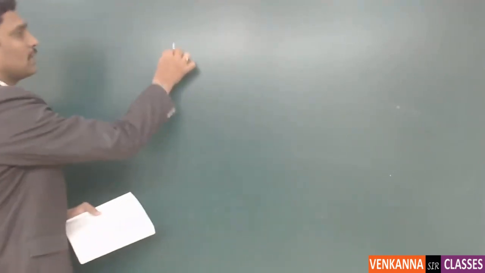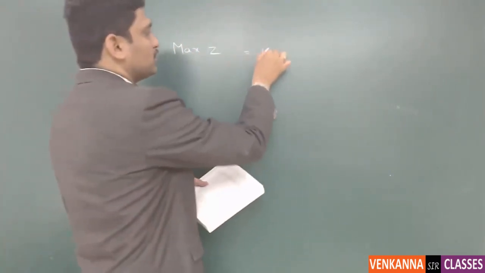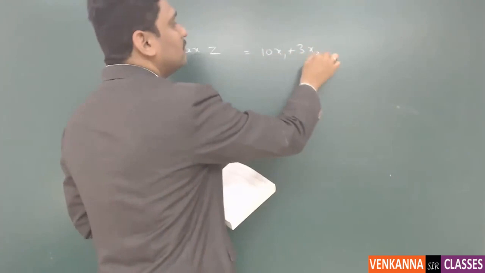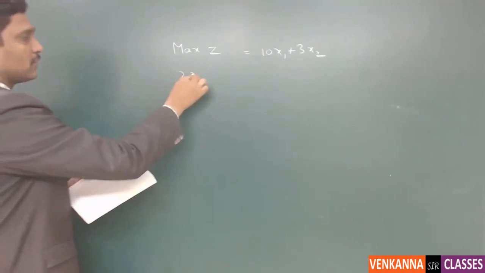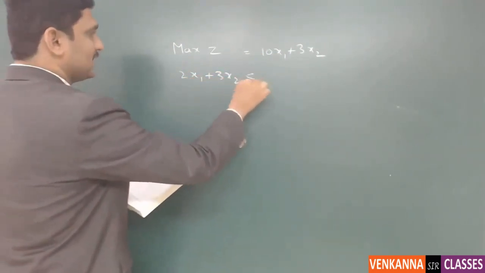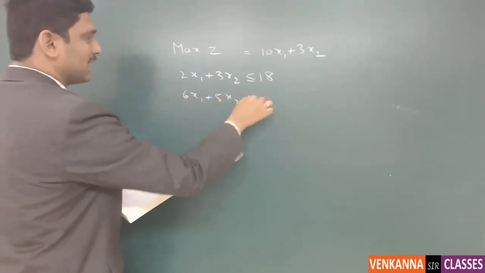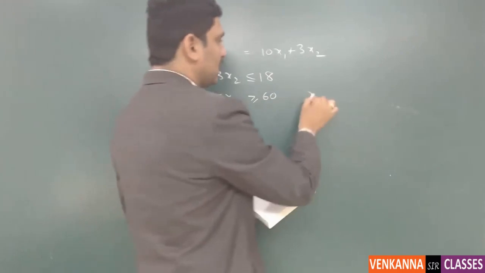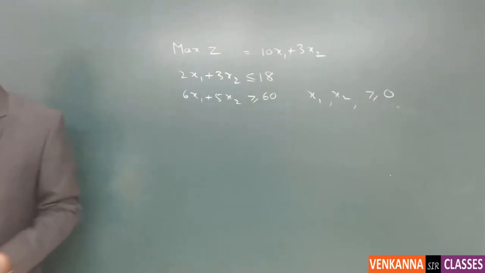So take the problem: maximize z equals 10x1 plus 3x2, subject to the constraints 2x1 plus 3x2 is less than or equal to 18, 6x1 plus 5x2 is greater than or equal to 60, where x1, x2 are greater than or equal to 0. This was the problem.